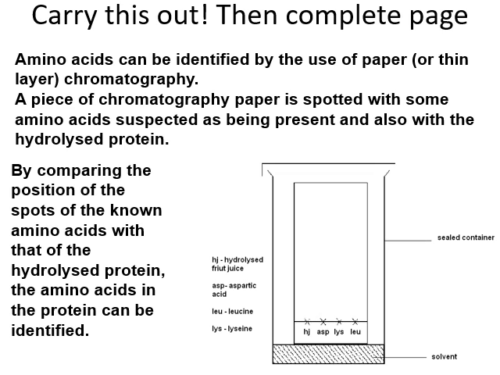A piece of chromatography paper is spotted with some amino acids suspected as being present and also with the hydrolyzed protein. By comparing the position of the spots of the known amino acids with that of the hydrolyzed protein, the amino acids in the protein can be identified. Okay, so here we have hydrolyzed fruit juice is this part here, which I'll just highlight by doing a little dot above it. And we think that there might be aspartic acid in it, there might be leucine, and there might be lysine. So what would happen is you would put this in the paper chromatography or thin layer chromatography.